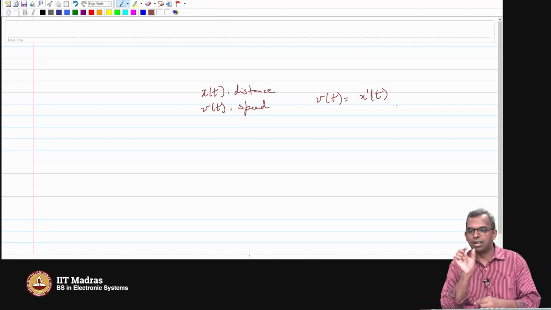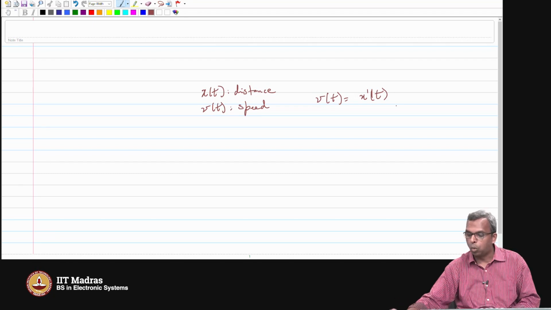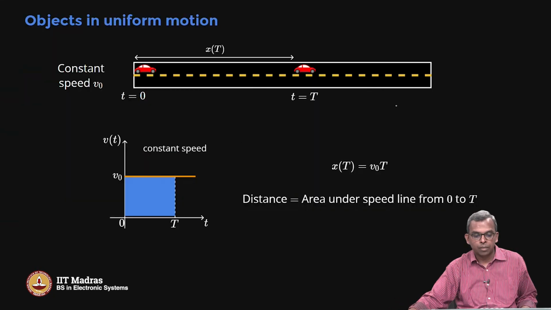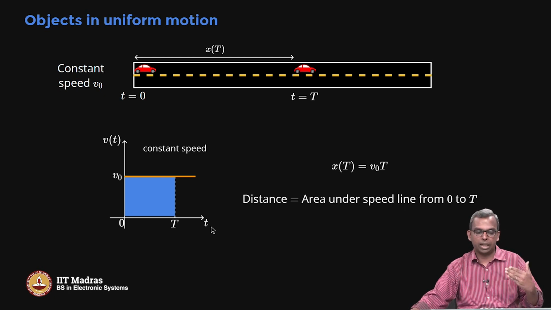The change in distance divided by the time intervals, right? That's v of t. Now, what this is telling you, at least when the speed is constant, is that the distance is given by the area under the speed versus time curve. It's an important thing to reflect on. How do you go from x of t to v of t? You do differentiation. How do you go from v of t to x of t? You do the area under the curve, the area under the speed line in essence.